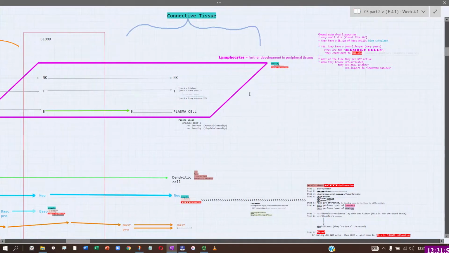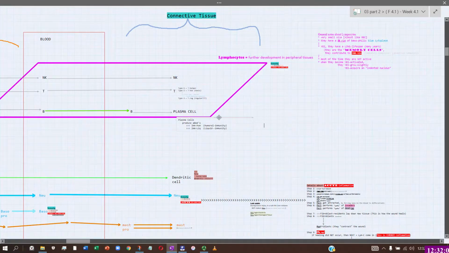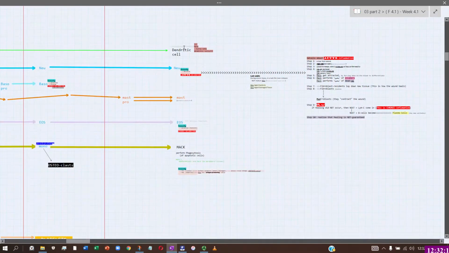So that's part of what we will get to. Just a quick overview of the cells that are furthest to the left in this diagram. You have NK cells, T cells, and B cells, which within the connective tissue transform into plasma cells. And these are all lymphocytes, and they have experience and development in peripheral tissues. You also have dendritic cells, neutrophils, mast cells, eosinophils, and macrophages, which came from monocytes.